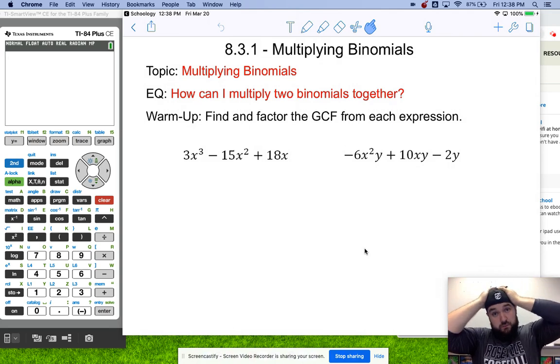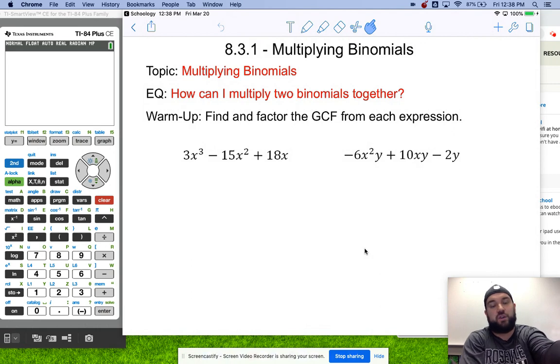Section 8.3 is all about multiplying binomials together. So I'm splitting this into a two-part video. The first part will go pretty quickly, but the previous video 8.2.2 talked about factoring, and before that we talked about distributing, and we're going to compare those first, and then we'll get into the new content.